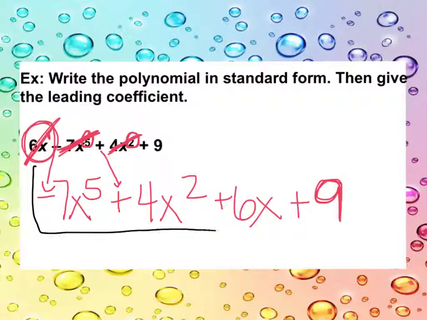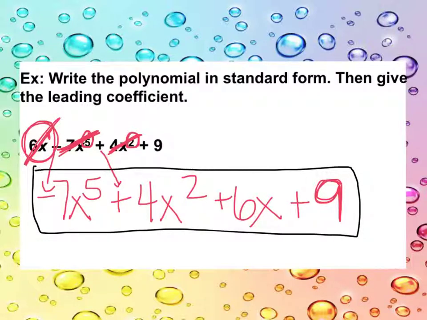Now my polynomial is in standard form. And this is just proper mathematics. We always go from highest exponent to lowest exponent. The last part asks for the leading coefficient, so you put LC. The leading coefficient is going to be negative 7 here. Right, always what's in front of the variable, negative 7.